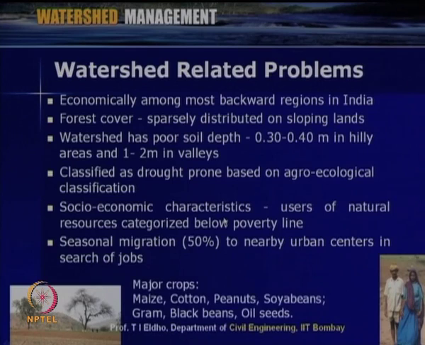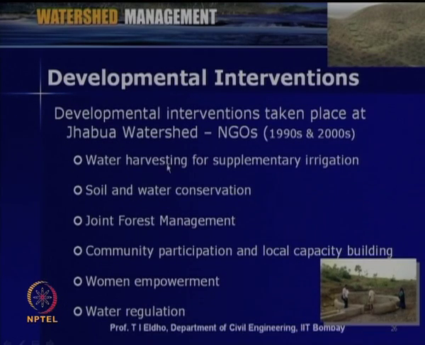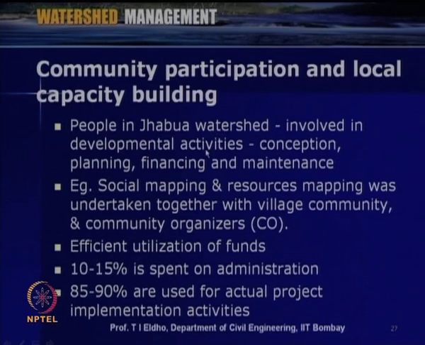So, these were some of the watershed related issues. And then some of the NGOs, with the help of state government and central government, came together to implement the watershed management plans in the 1990s and 2000s. So, the development interventions were water harvesting for supplementary irrigation in the region, in the watershed, soil and water conservation activities, joint forest management, then community participation and local capacity building, women empowerment and water regulations. So, these were some of the development interventions put in this watershed.